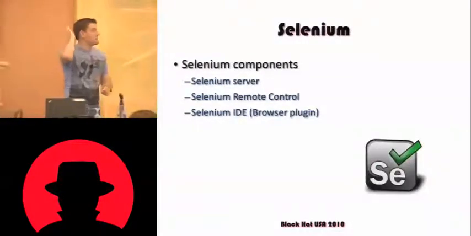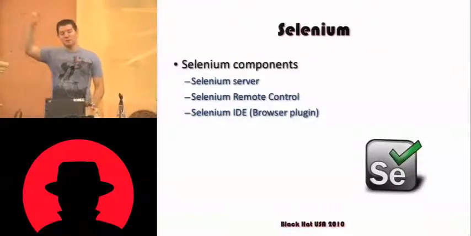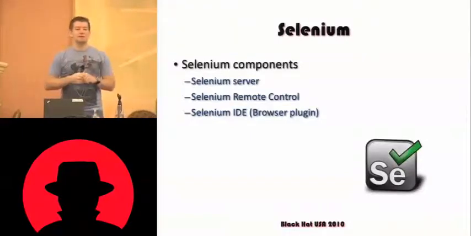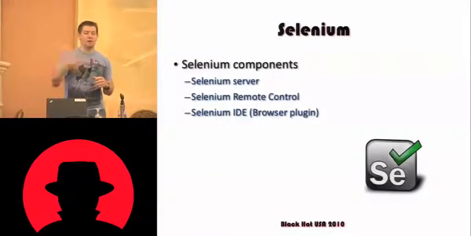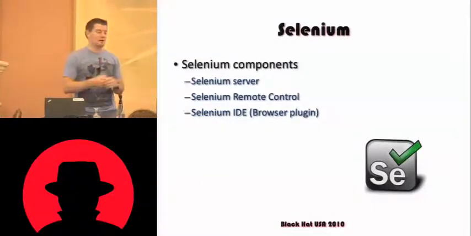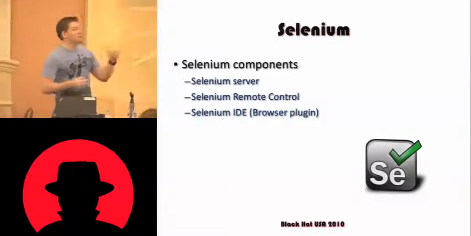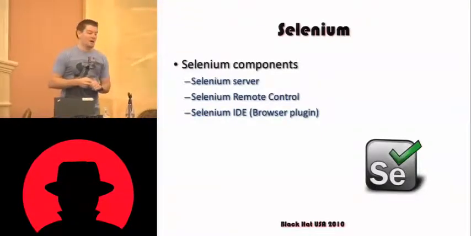So there's a couple of different components to Selenium. There's the server, which is basically written in Java, that sits there, listens for the request to come in, and basically runs and launches the browser. The remote control, which is your Python interface, so it'd be selenium.py when you download the code. And then the browser plugin, which is a Firefox plugin.